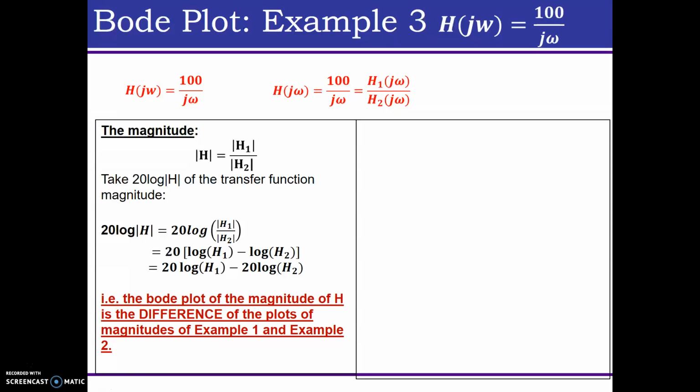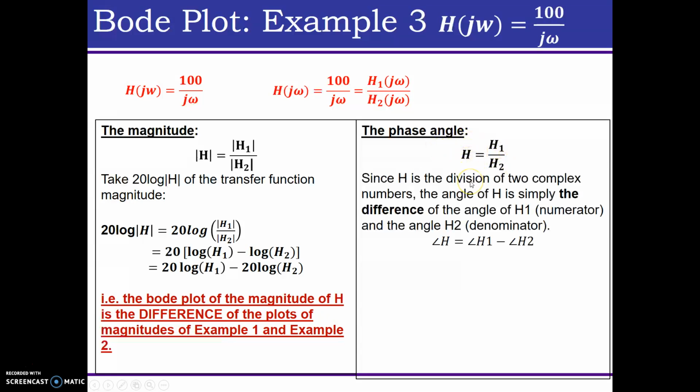So the phase plot, h equals h1 over h2. Both of these transfer functions are basically phasors or complex numbers. In the division of two complex numbers, the angle of h is simply the difference of the angle of h1 and the angle of h2, right? So the angle of h1 minus the angle of h2 gives me the overall angle of h. So angle of h is angle of h1 minus angle of h2.